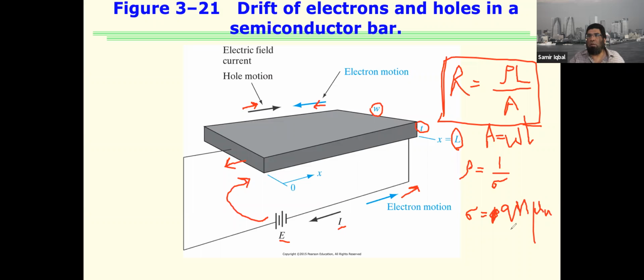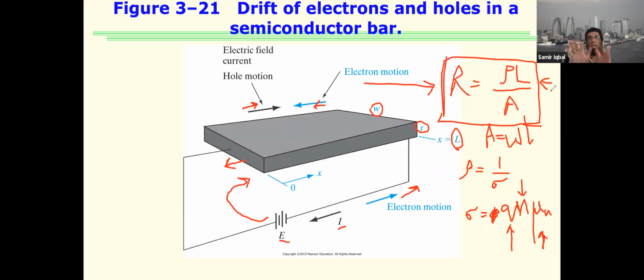So fundamental electron charge, electron concentration, and electron mobility. We can find the resistance of a given semiconductor material with that. Right?